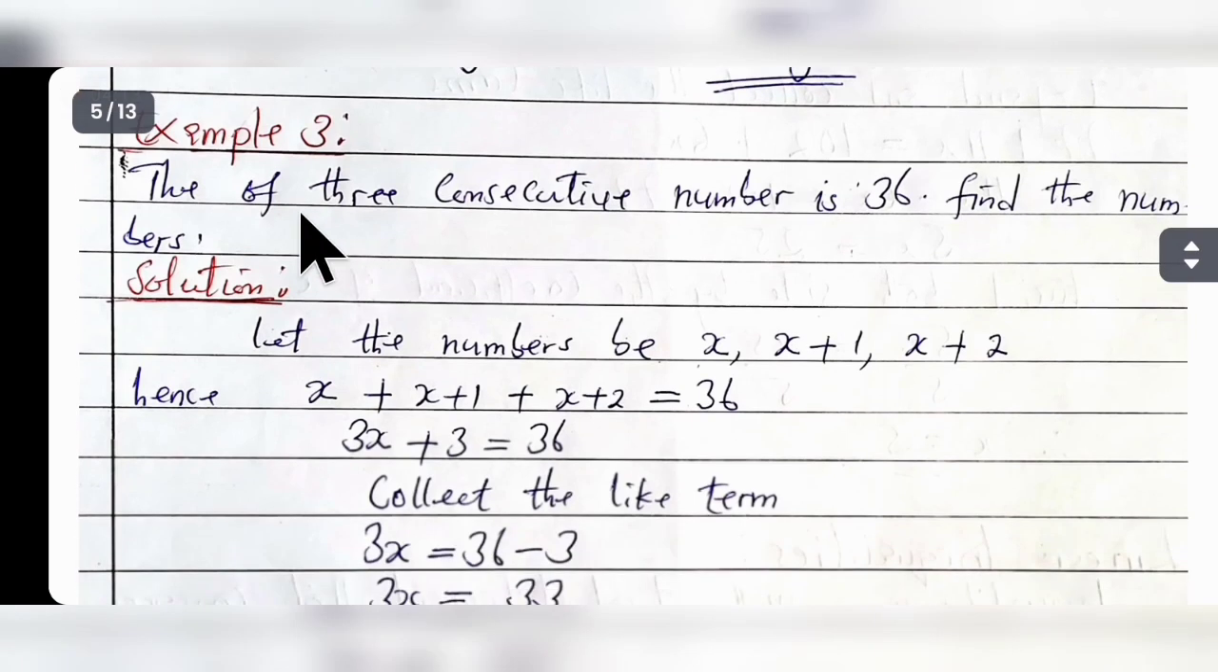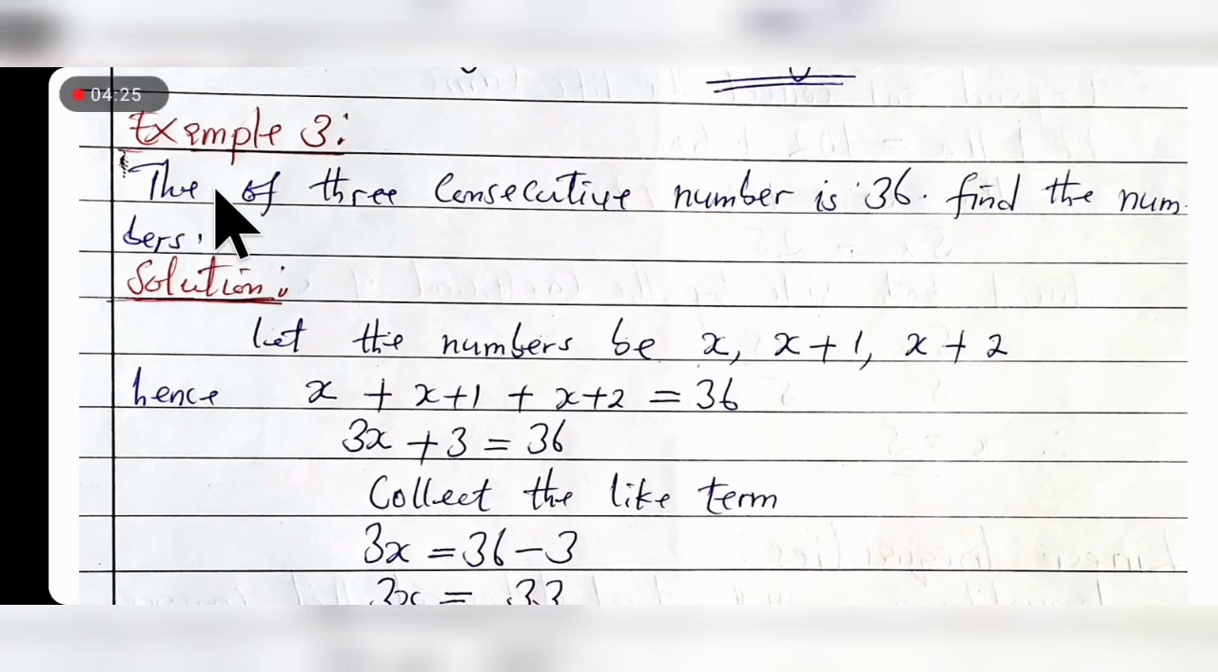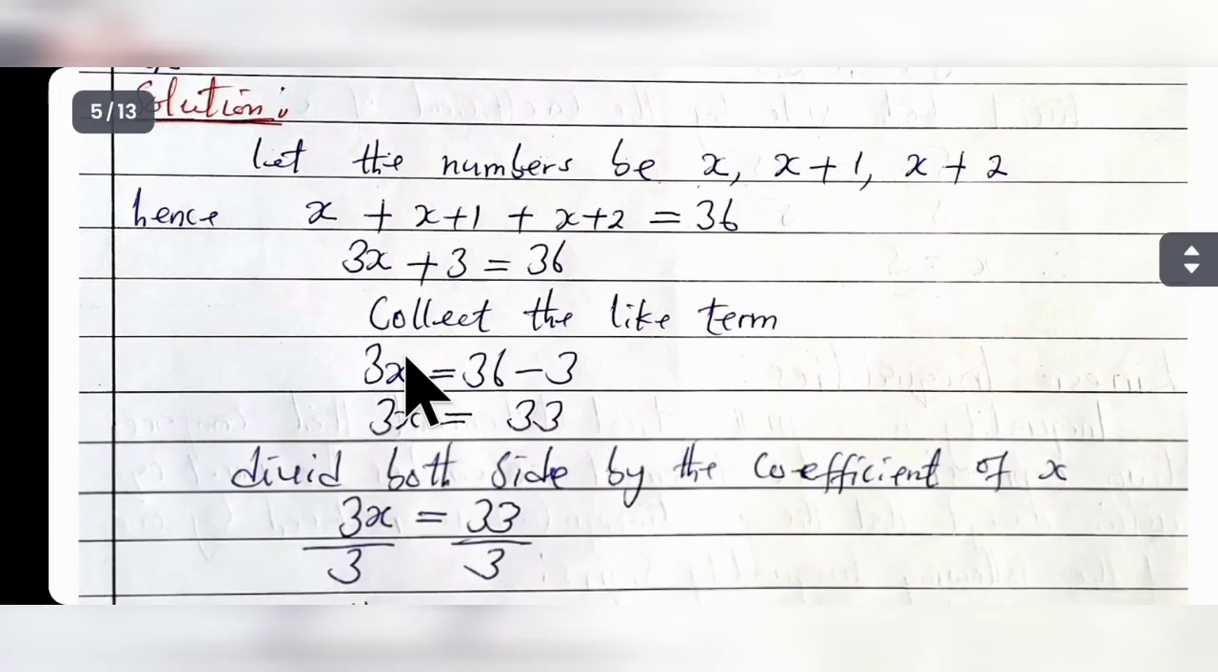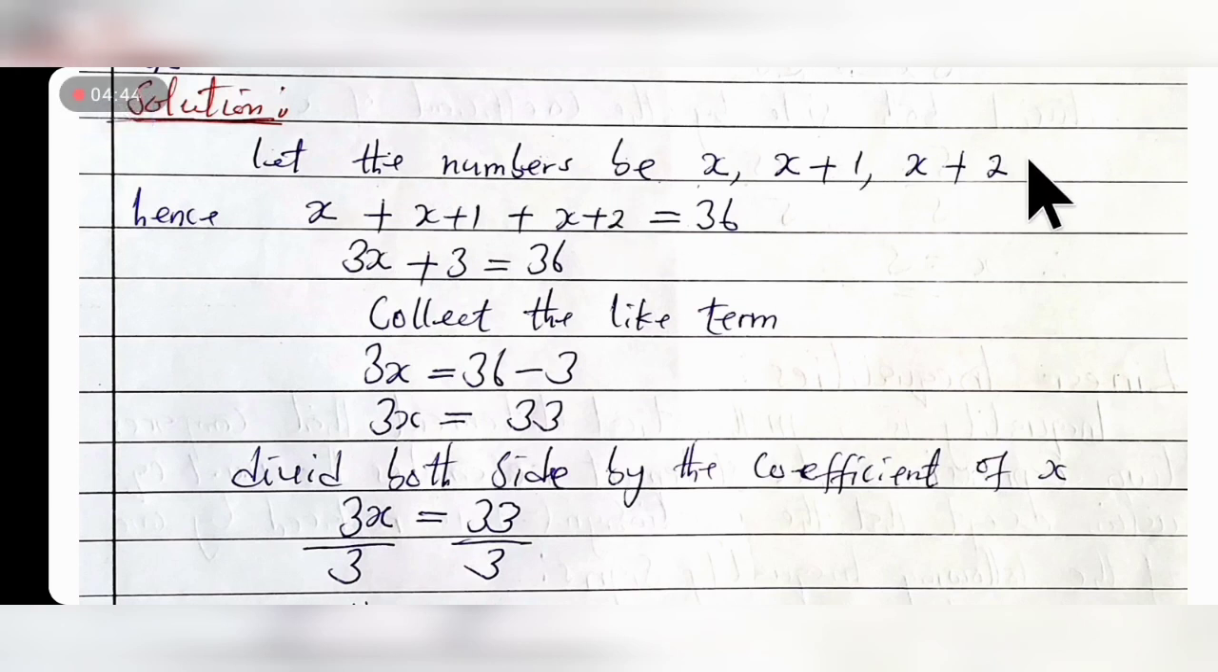Example 3. So the sum, there's a word omitted here. Look at my cursor: the sum of 3 consecutive numbers is 36. Find the numbers. So let the numbers be x, x plus 1, x plus 2. These are 3 consecutive numbers. If you add these 3 consecutive numbers, you're going to have x plus x plus 1 plus x plus 2 equals 36.